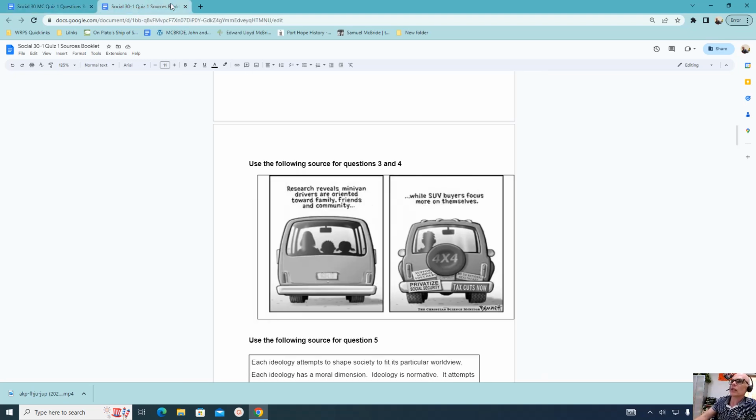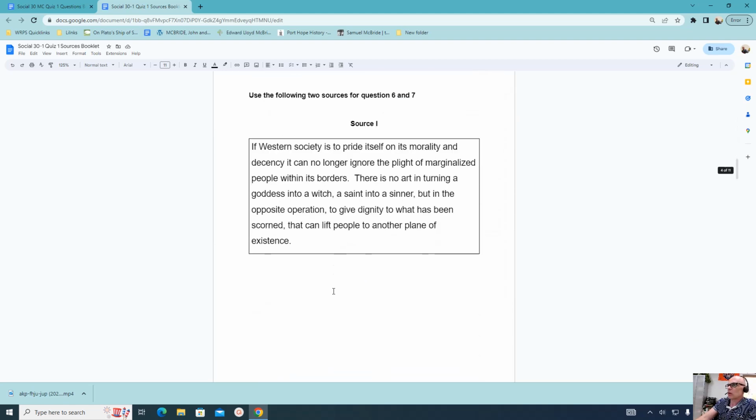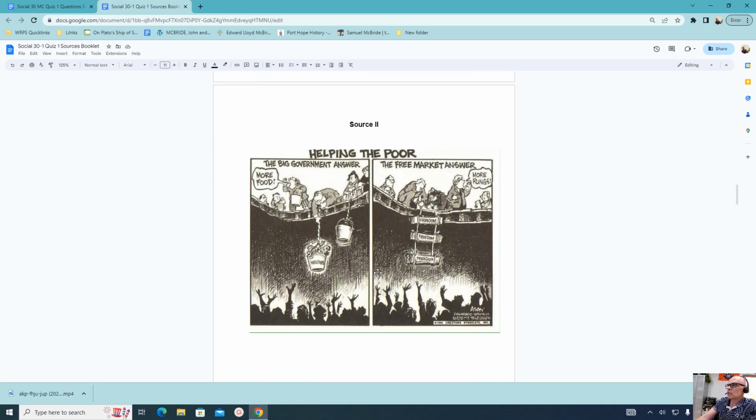So we have to look and see what is the perspective of the cartoonist in 2. The cartoonist in 2 is critical of big government because they're providing welfare but no escape from poverty. They want the free market answer, because through freedom, more rungs of the ladder, these people will actually be able to get up. So the cartoonist is pro-capitalist.